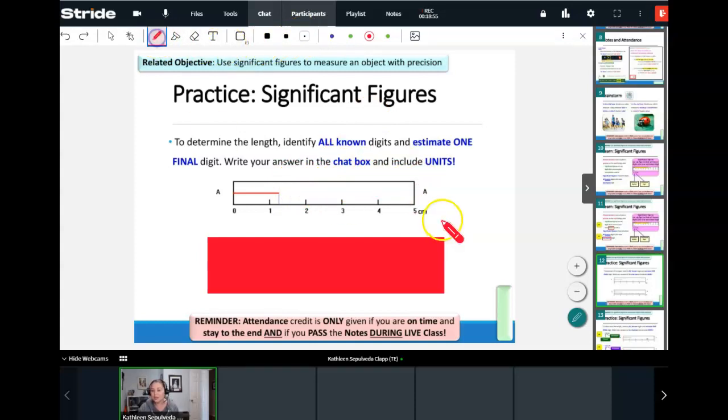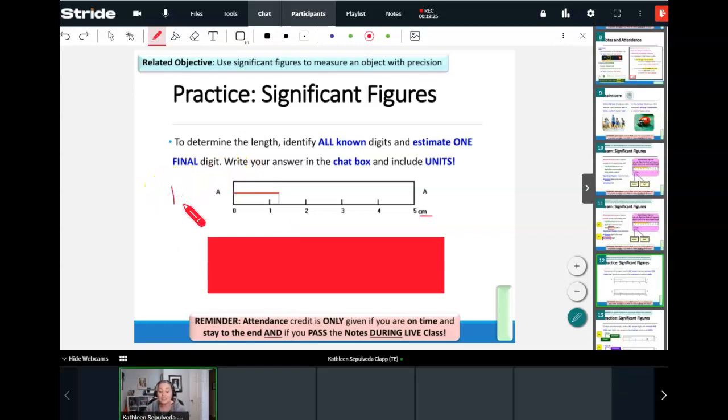Now, where can I find my units? Well, my units are right here. We're dealing with centimeters. So we know my units are going to be centimeters. And I love it. I'm seeing some people already put their answers up there. Just like before, what is my known digit? Well, what number does this line go past? Guaranteed it goes past 1, right? Good, Johnny. Good, Alexis. Good, Amy. Yep, Anaya, it goes past 1. So I know 1 is going to be my first number.